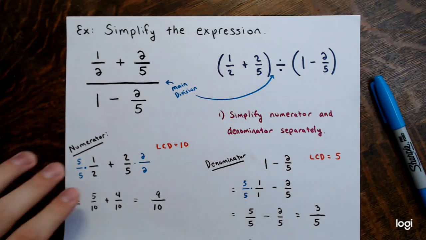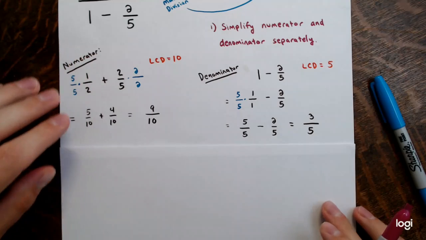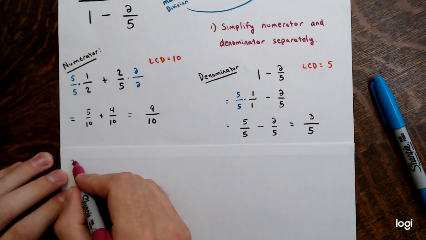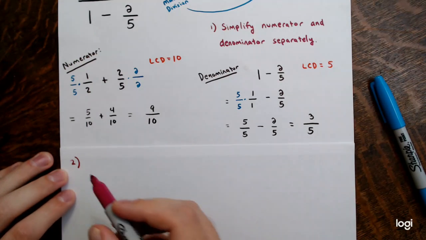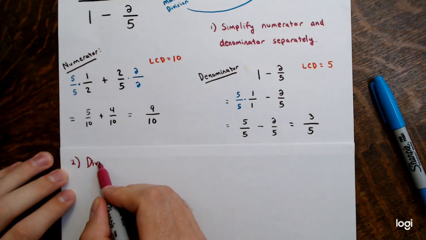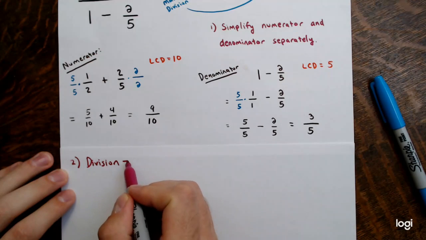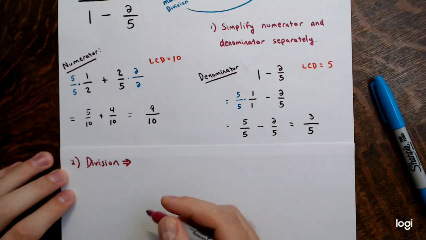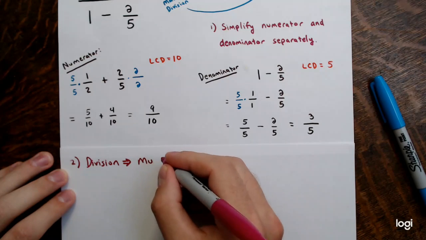Step 2 in part 2 is just to remember what division means. So I'll say step 2. Remember that division is just multiplication by the reciprocal.